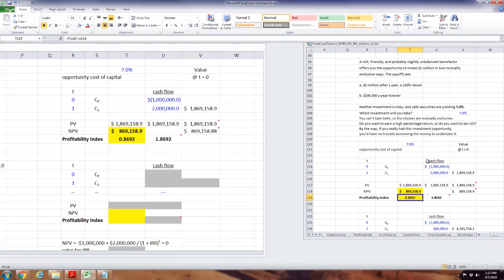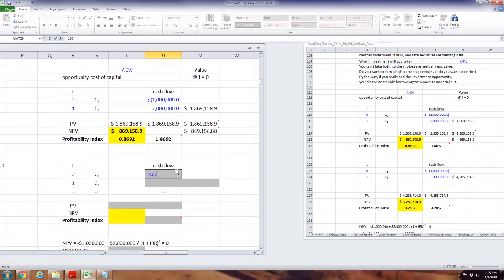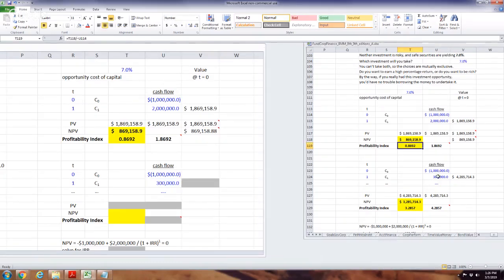The next piece of this, we'll do the other version of this. This, again, you got to come in with negative $1 million, and allegedly you're going to be getting $300,000 per year. Okay, you're getting something like that. Now the math is going to be a little bit different, and we'll go over here just to make sure we're using the correct formula. It's not just the 300,000 over 1 plus R.